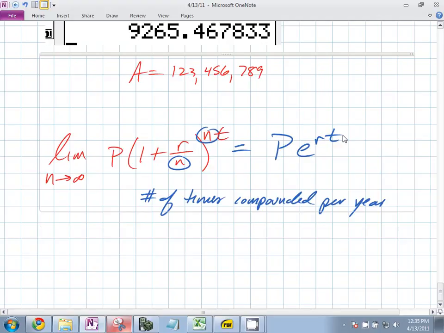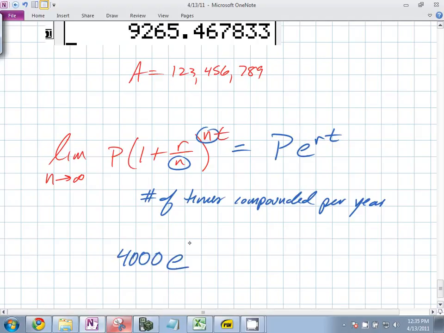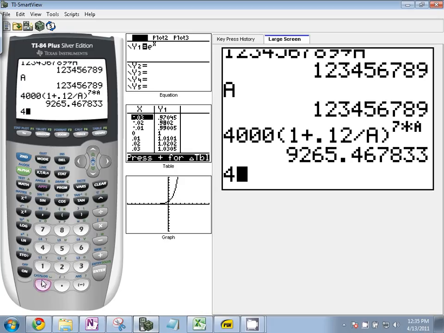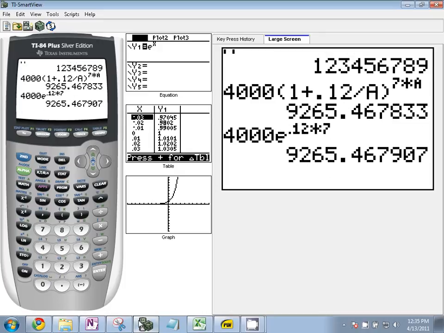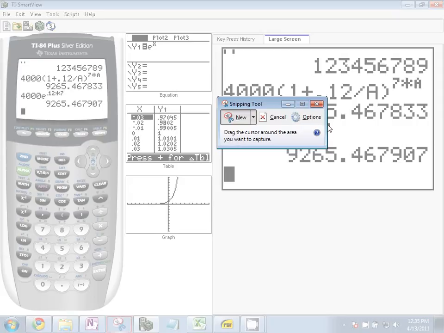What's the advantage of this? You can calculate interest rates as fast as you want. So if you earn continuous interest, let's do this here, it'd be 4,000 times e to the, what's the interest rate? 0.12 times 7. If you do that out on your calculator, 4,000 e to the 0.12 times what? So what's the absolute maximum amount you can make here? It's right there.